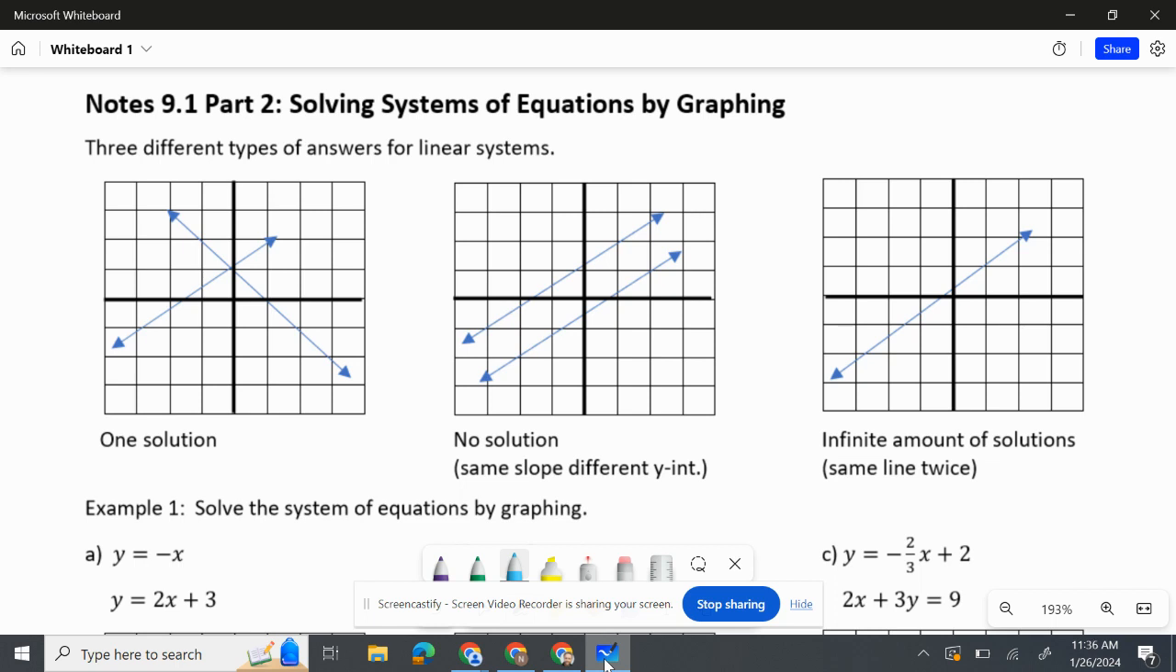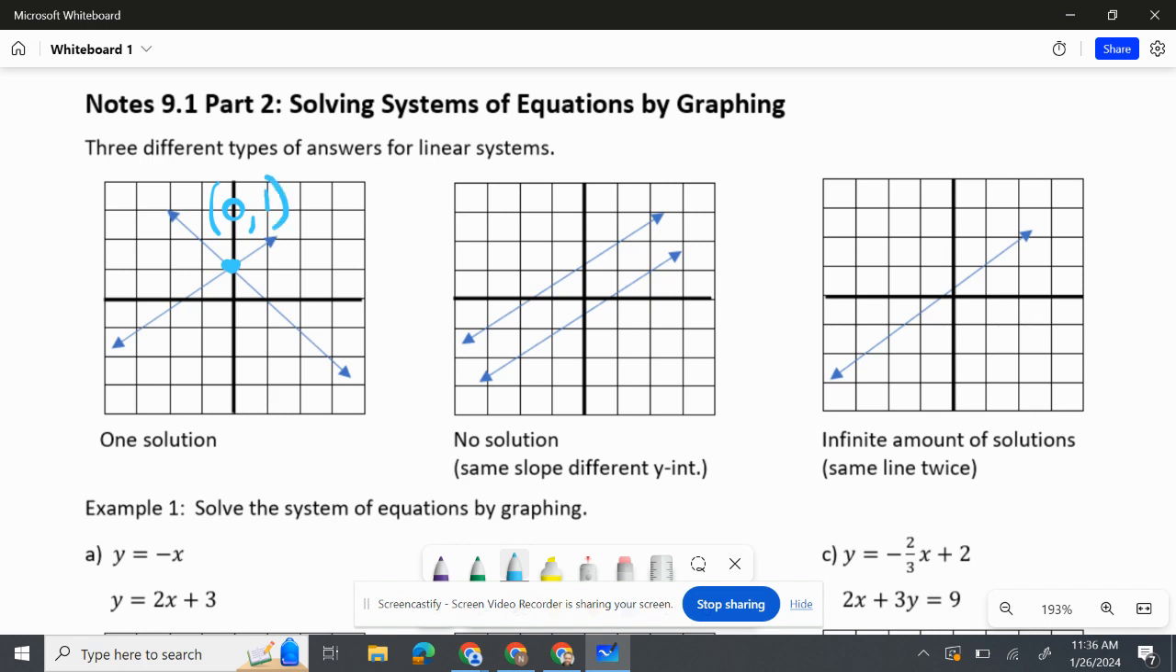We're going to continue with solving systems of equations, and we're going to look at three different types of answers. We've already talked about this one. That would be one solution. That's when two lines cross and we get an ordered pair. In this case, the ordered pair is (0, 1).